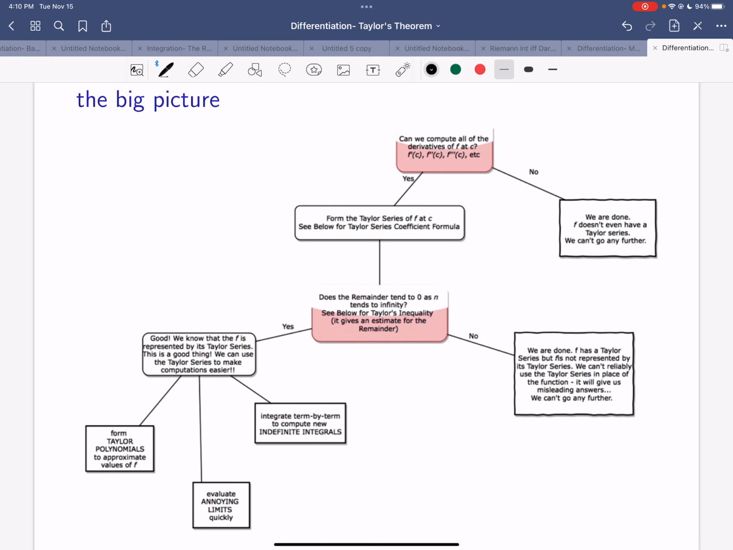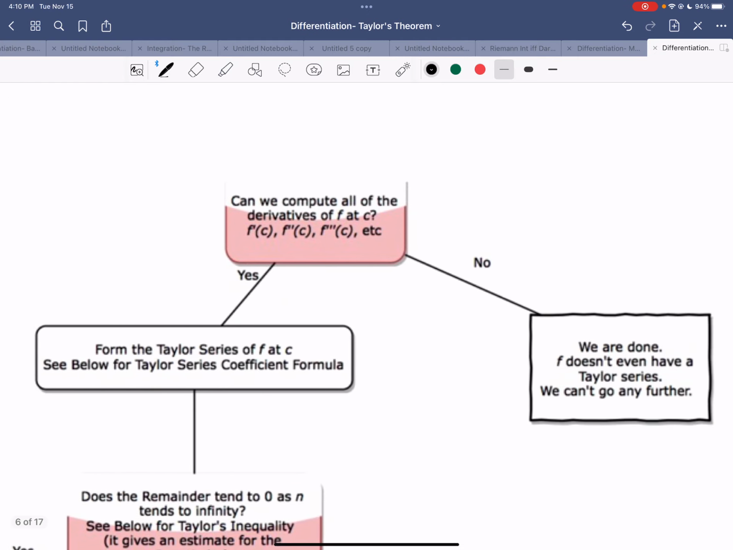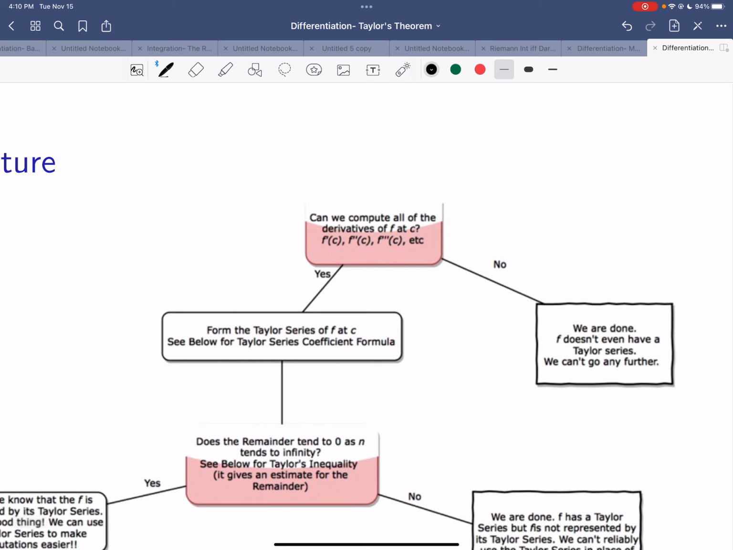Let's look at the big picture here. So say you're given a function f, and f is defined on some open interval, and c is in between a and b. So the first question you can ask is, is it possible to compute all of the derivatives of f at c? So f prime of c, f double prime, f triple prime, do you have all the derivatives? If you don't have all the derivatives, then f doesn't have a Taylor series. You can't go any further, right? You might be able to say that f has Taylor polynomials up to the number of derivatives that you have, but you certainly don't have a series because you need all of the derivatives of the function at c in order to form the Taylor series of the function at c.